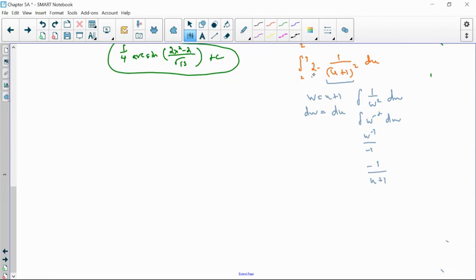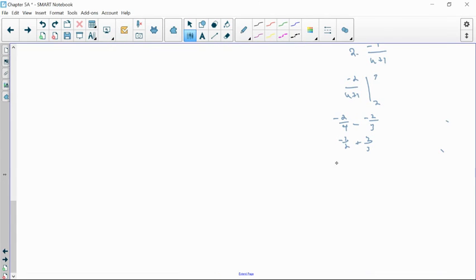Oh, yeah, I guess I have this 2 out here. I don't know why I left that 2 out there. So I get negative 2 over u plus 1 when evaluated from 2 to 3. So when I put a 3 in there, I get negative 2 over 3 plus 1, which is 4, minus negative 2 over 2 plus 1, which is 3. So I have negative 1/2 plus 2/3. Well, negative 1/2 is the same thing as negative 3/6, and 2/3 is the same thing as 4/6. So I get positive 1/6.